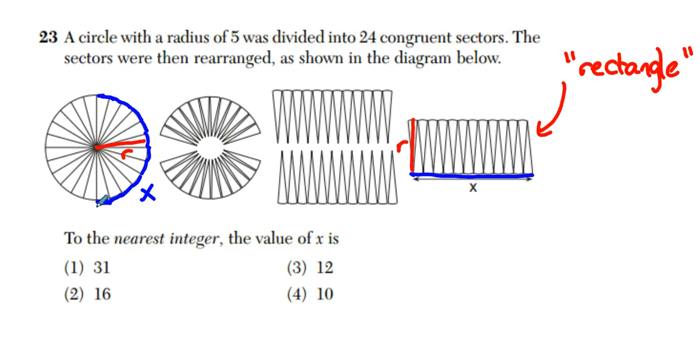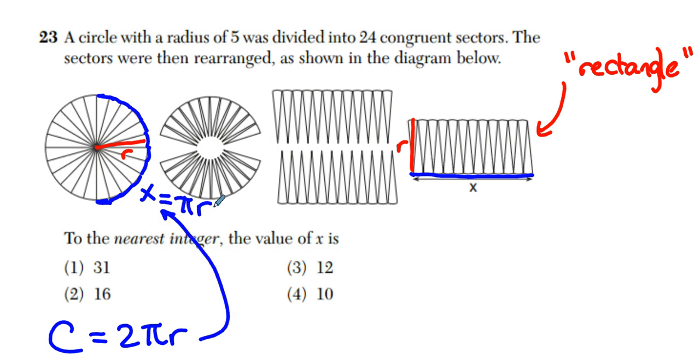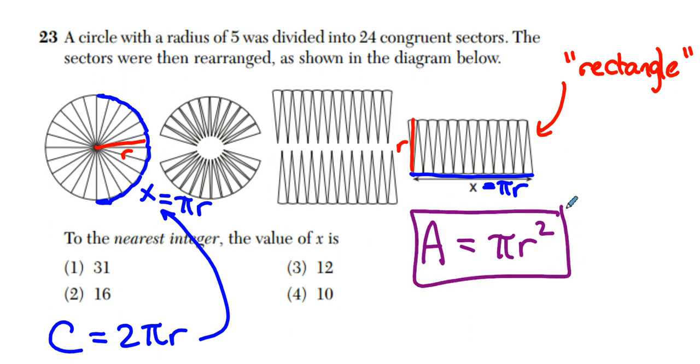Well, the circumference of a circle is 2 pi times its radius. So x is 1 pi times its radius. And so the area of a circle is base times height, length times width, x times r, pi r squared. That's the area of a circle.